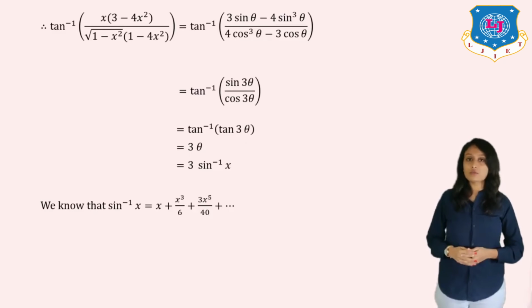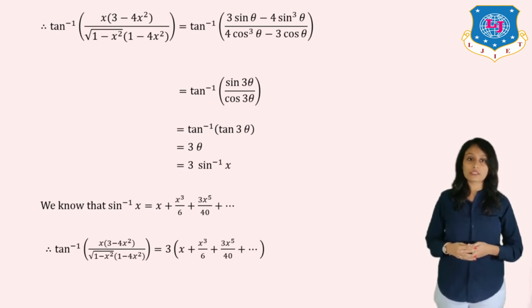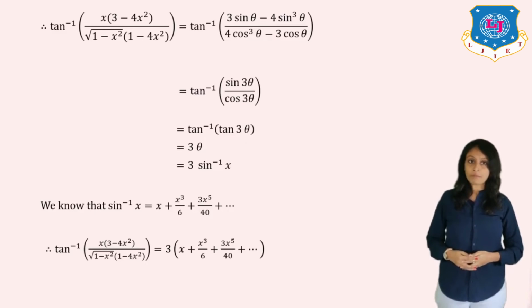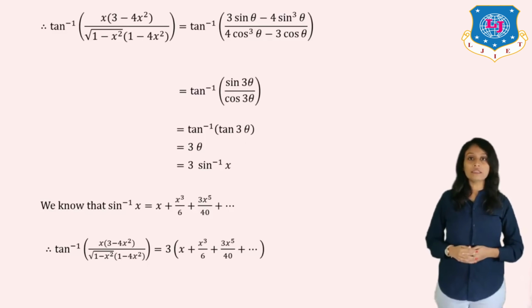So we have to just write down this series here, and you will get the final answer, that is 3 into x plus x cube upon 6 plus 3x raised to 5 upon 40 plus so on. If this question is asked directly, you have to solve up to 3 sin inverse x, and then find the series of sin inverse x using the differentiation and integration method, and then just substitute its value to get the final answer.